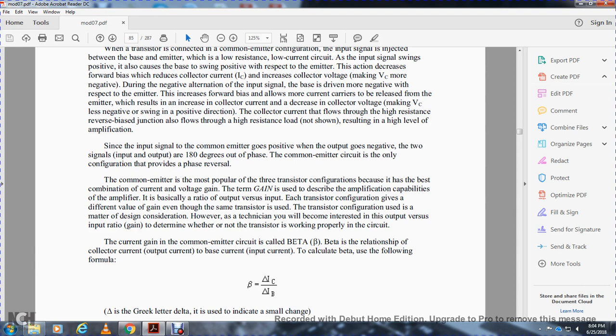Transistor configuration is used in the matter of design consideration. However, the technician will probably be interested in the output versus the input, the gain, to determine whether or not the transistor is working properly in the circuit. The current gain in the common emitter is called beta. Beta is the relationship of the collector current, the output current, to the base current, the input current. To calculate beta, use the following: beta is equal to the change in collector current over the change in base current.